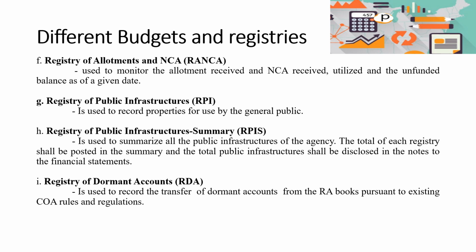Next, we also have the registry of the dormant account. This one naman is used to transfer the dormant account from the RA or the general books pursuant to the existing COA rules and regulation. So, ito kasi mga registry of dormant account. Ito yung mga receivable ng government na hindi na nasisingil. Kumbaga, sobrang tagal na, nandun na, fully impaired na if you would check with the IFRS, pero nandun pa rin kasi may mga rules kasi si government na hindi siya dapat basta ma-write off. Unless otherwise, merong mga reason or i-request pa siya ng exemptions with the Commission on Audit para matanggal yung mga dormant account. Okay?